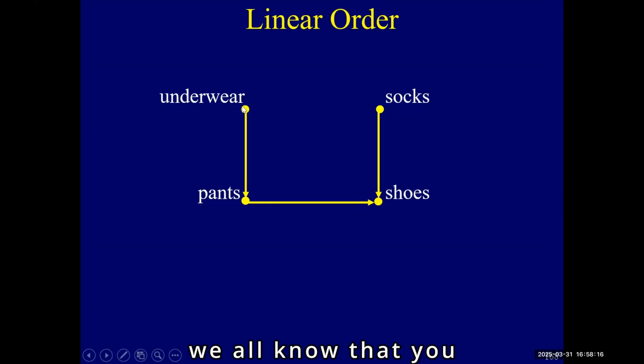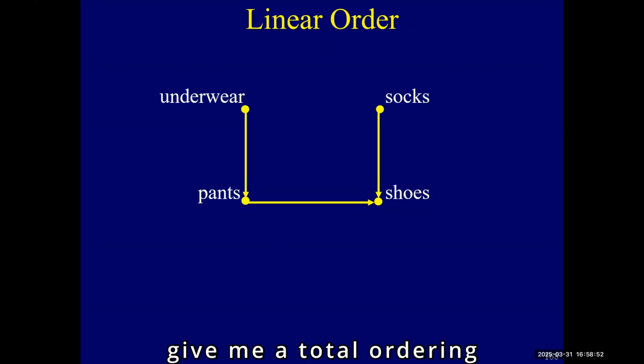We all know that you really should put on your underwear before you put on your pants, right? You should put on your pants before you put on your shoes, unless your pants are really baggy. You should put on your socks before your shoes. But it doesn't matter, what he observed, whether you put on your socks or your underwear first. So in a job setting, there are all these jobs that have to be done, and we put a directed edge if one job has to be done before the other job. And then a very natural question is, give me a total ordering that respects these requirements.